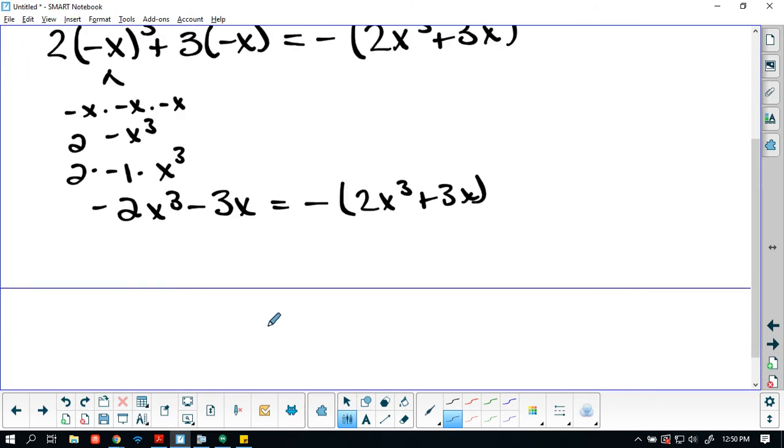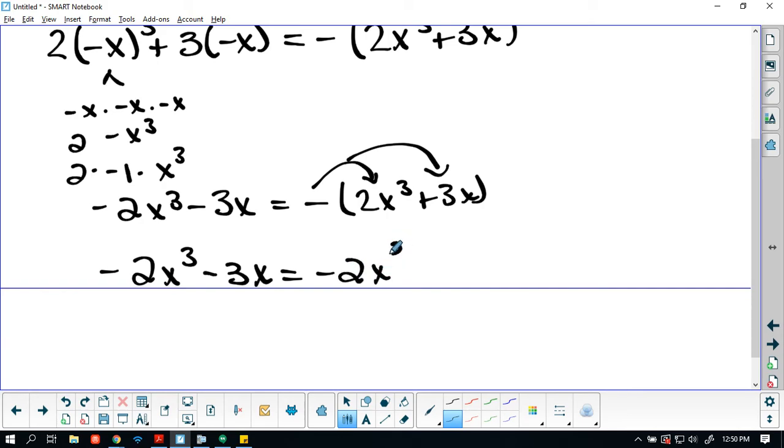I could do this two ways. I could pull out the greatest common factor of a negative here, or I could distribute this negative. Since we're more familiar with distribution, I'm just going to distribute that negative. And it is. We do have the same function on the left and the right. So this is an odd function.